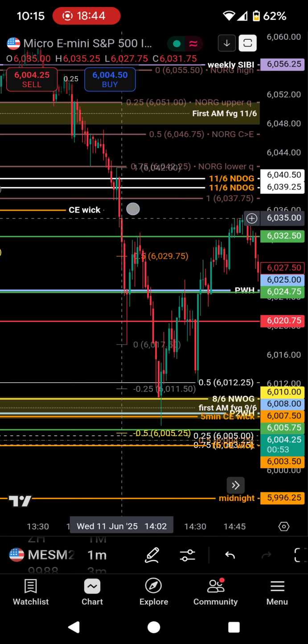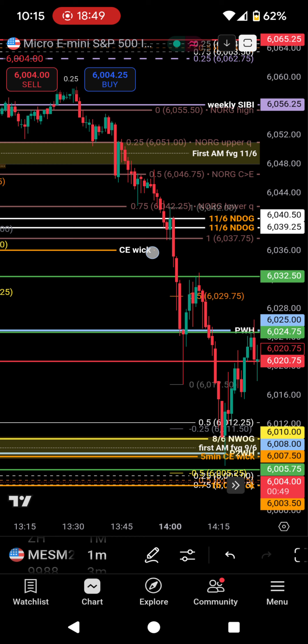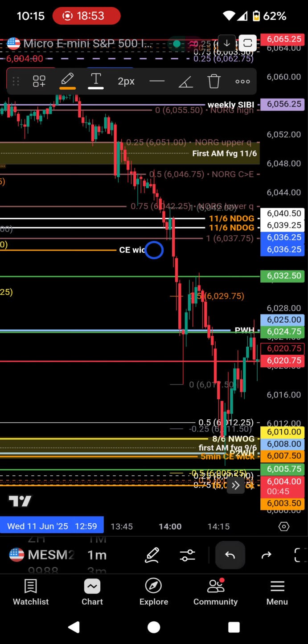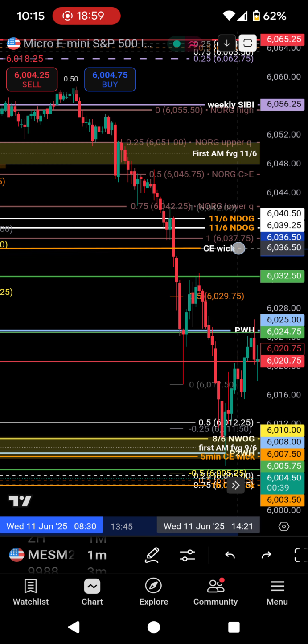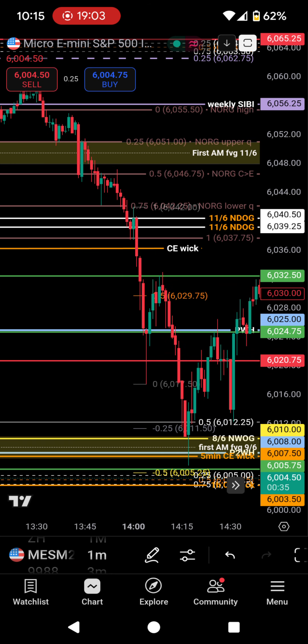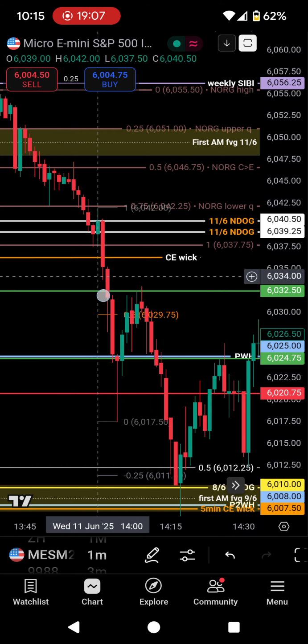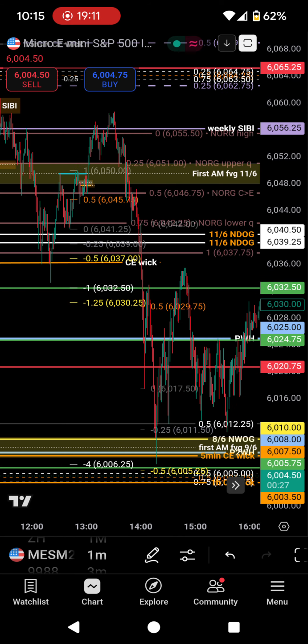So here is the premium price, and this is that CE wick, 6036.35, so 6036.25. So this fair value gap, yeah, real support turned to resistance, guys.